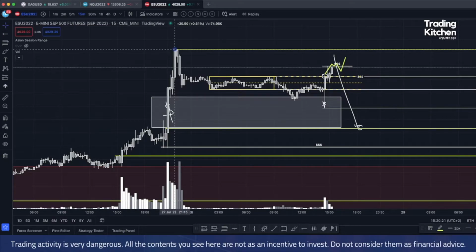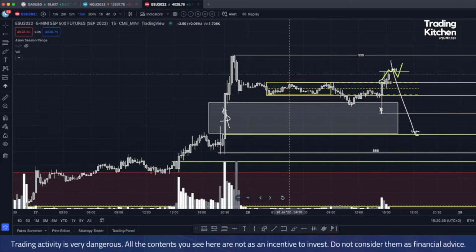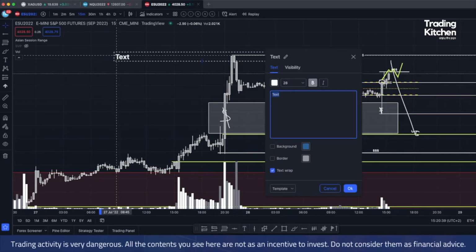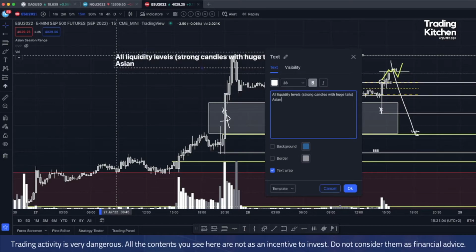The last thing I want to tell you: these are liquidity levels as well, and I do this on the 50-minute time frame and the 4-hour time frame. Okay, so basically what I highlight as strong liquidity levels: first, strong candles with huge tails. Okay, second, Asian high and Asian low. Third, session volume profile.